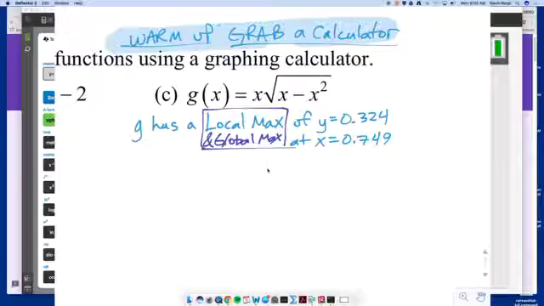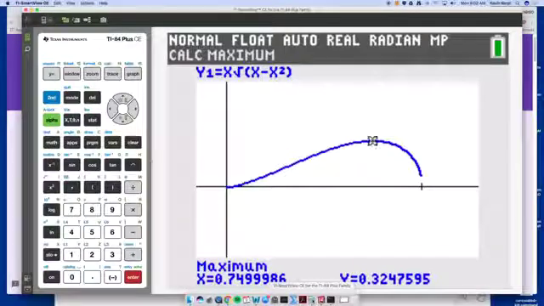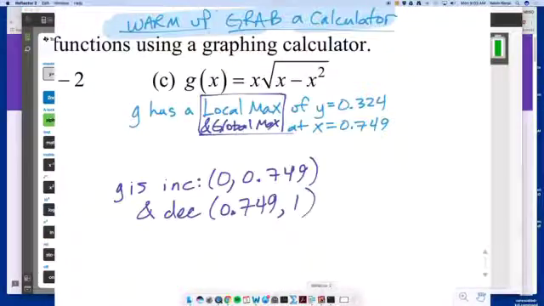Based upon that, you can get intervals of increasing and decreasing. Watch this. We could say that g is increasing, INC, on the open interval from 0 to 0.749. That's the x value of the local max. And it is decreasing from 0.749 all the way up until that value on the x-axis, which is at 1. So you can write that.